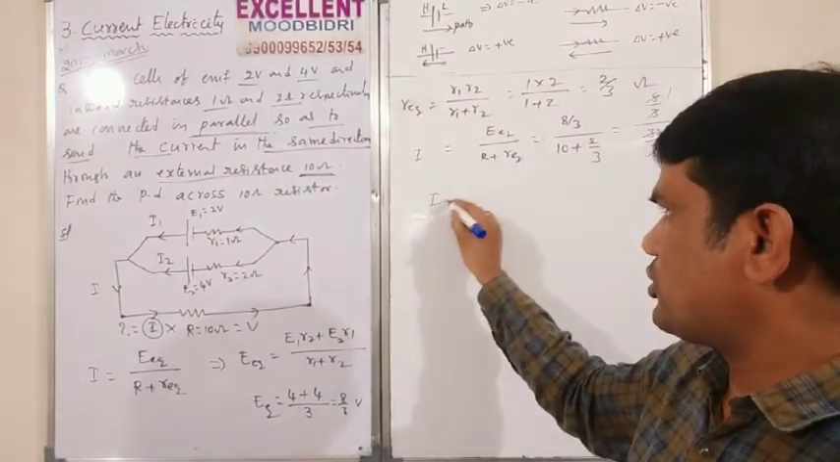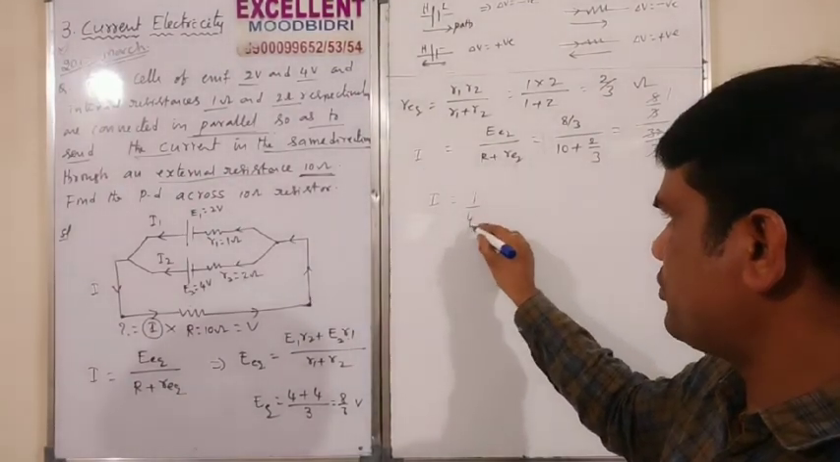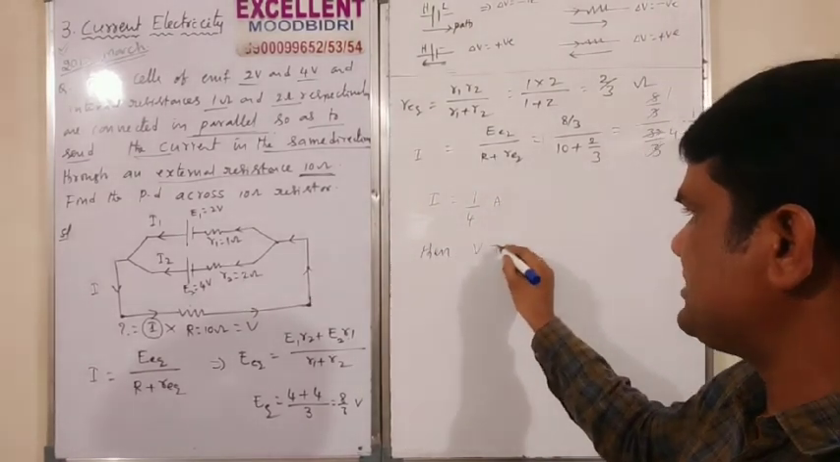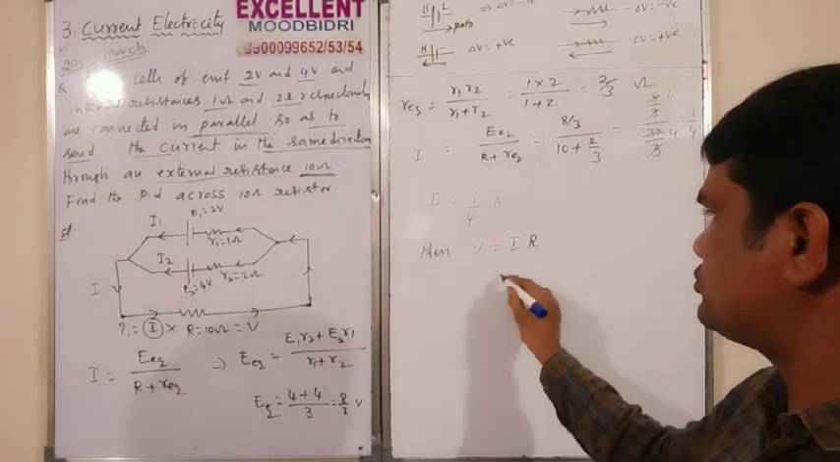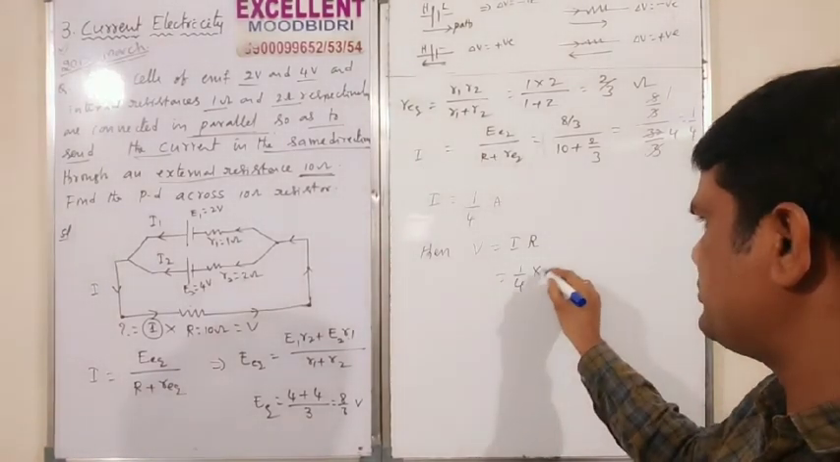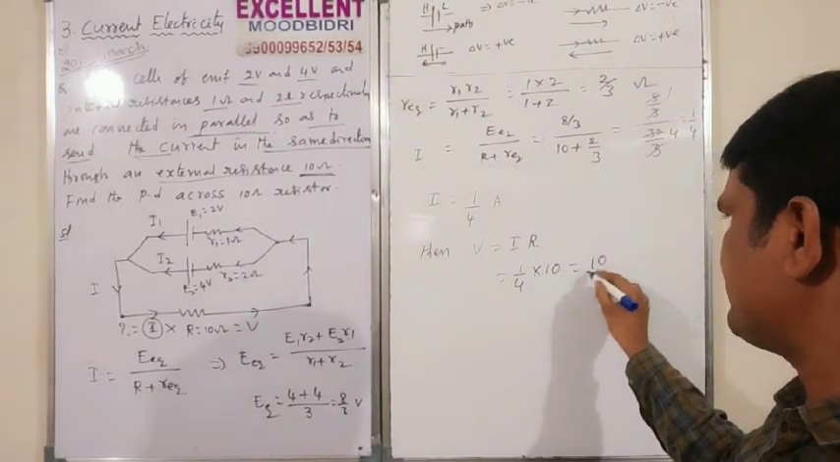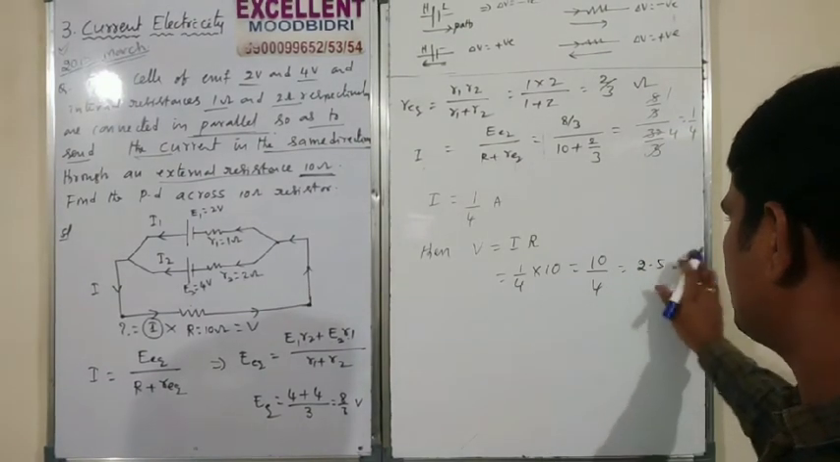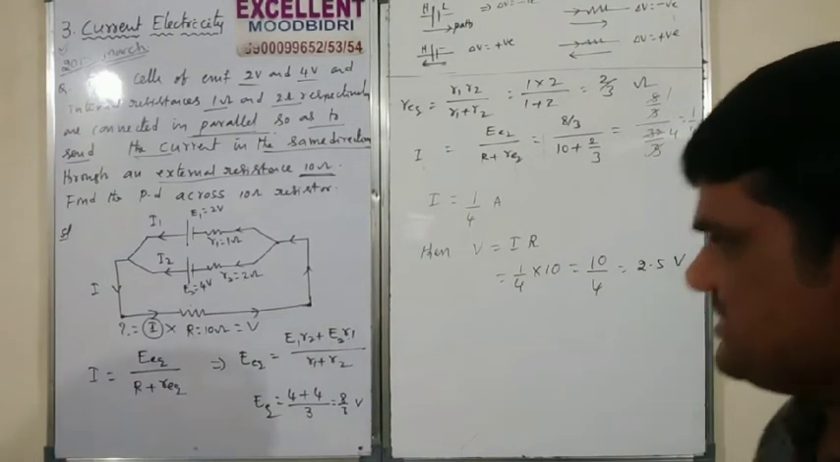I is equal to how much? 1 by 4 ampere. Then V is equal to I into R, 1 by 4 into 10. So 10 by 4 is equal to 2.5 volts. 2.5 volt. This is one method.